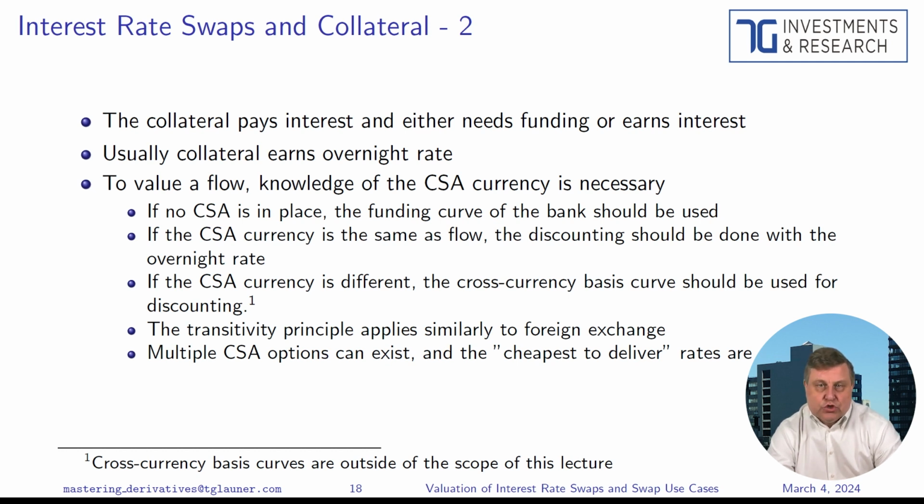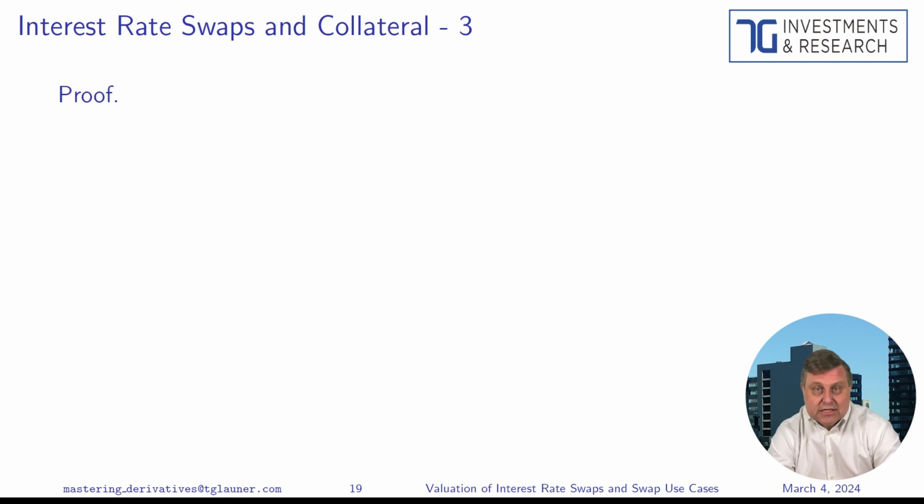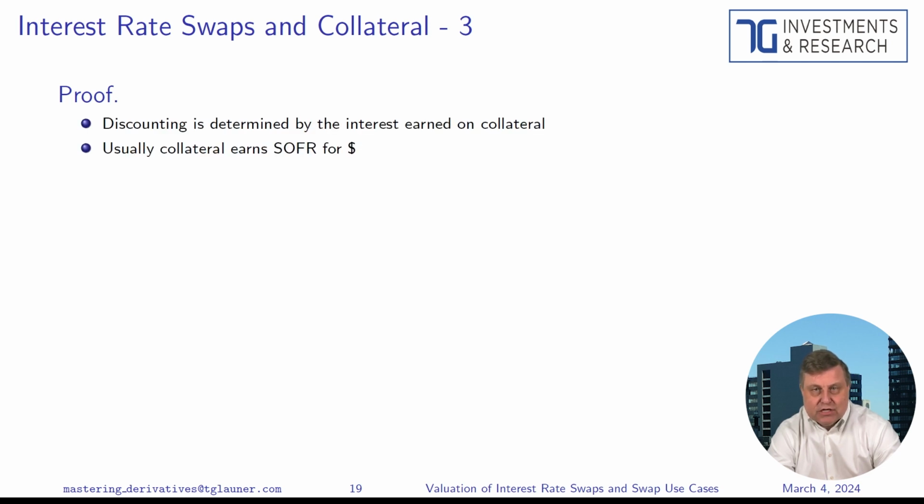What's essential for students who are quantitative, but also somewhat tricky, is to understand why these practices exist. I will present now a rationale grounded in no arbitrage arguments, based on how interest is earned on posted collateral and how it influences the discount rates. Let me illustrate. We will show that discounting is dependent on the interest rate earned on collateral. We assume in this illustration collateral earns SOFR.